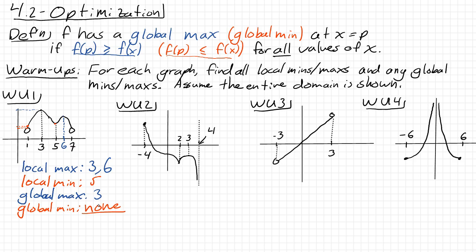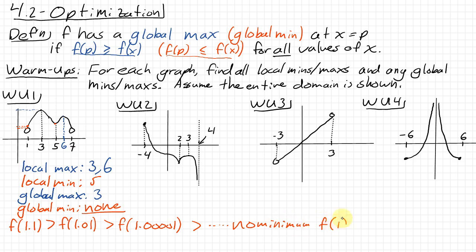But just to explain that a little bit more, if I were to do f of 1.1, that would be like this coordinate here, and that's a little bit greater than these other y coordinates, like f of 1.01. And that's just a little bit greater than f of 1.00001. And you could keep doing this forever, and there's no minimum, because f of 1 itself, because of the empty hole, is undefined. So that's a little bit more explanation for why it doesn't have a global minimum, in case you weren't understanding that.